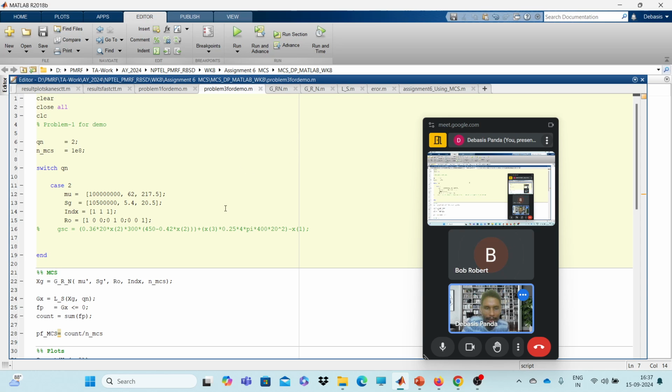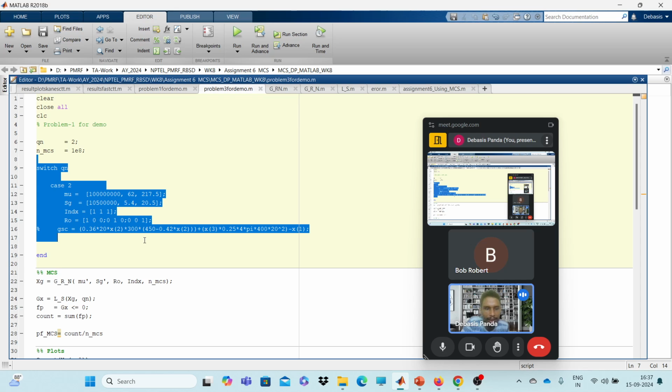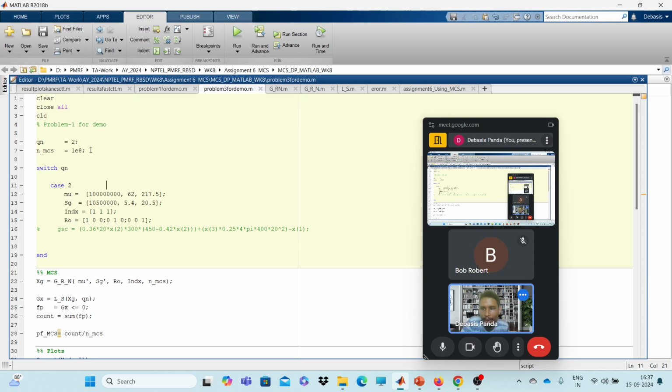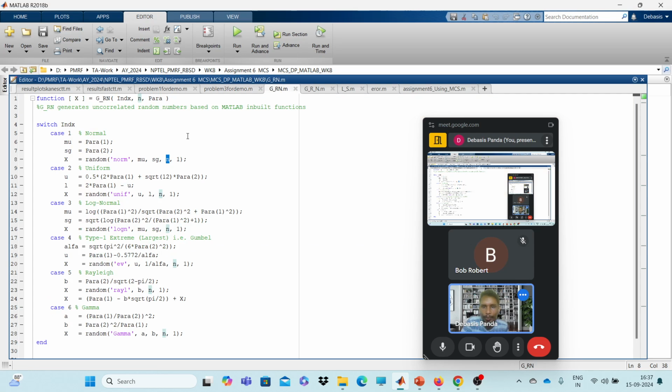This is the main file from where I am calling all these things. So I am giving all these input parameters here, like the number of simulations, which I am providing manually after getting it from the error and probability of failure calculation. Now I am providing the mu and sigma and index. Why index? Because as per that index my grn function file will generate the random numbers. Like if I put index equal to 1, it will generate the normal random variables as per my mu and sigma, uncorrelated mu and sigma.